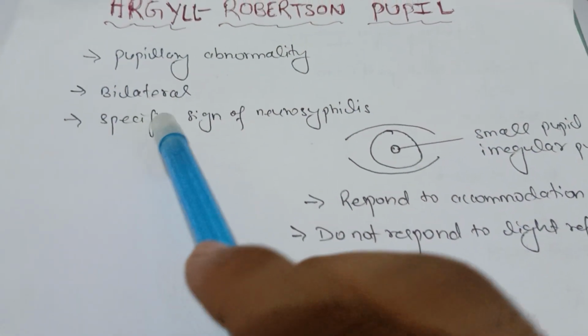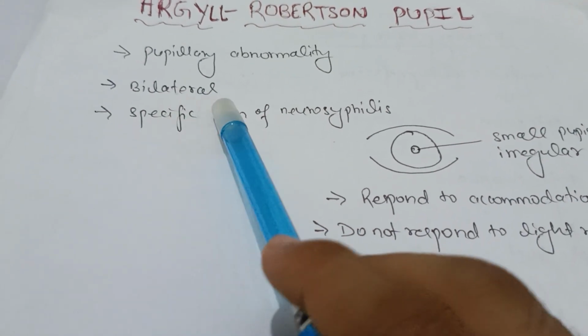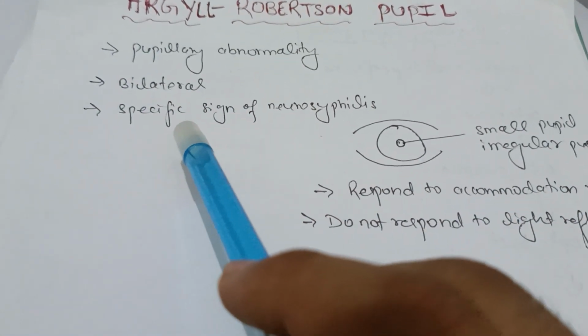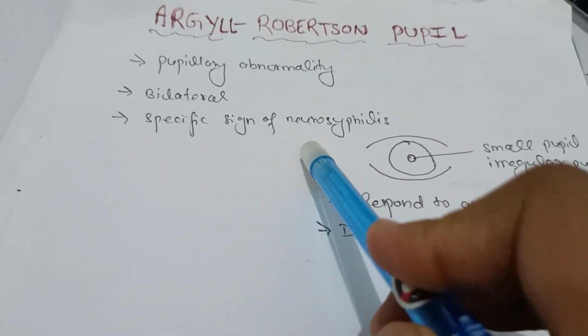So it is usually bilateral. It can be unilateral, but mostly it is bilateral, and it is a late stage of syphilis, and it is a specific sign of neurosyphilis.